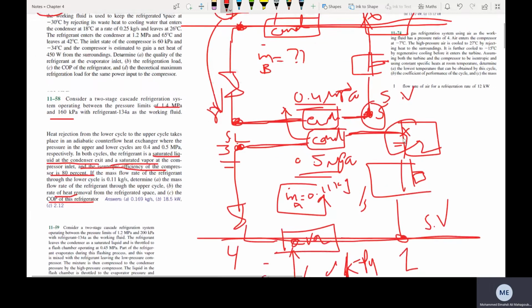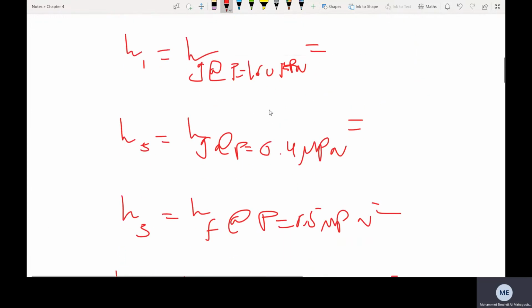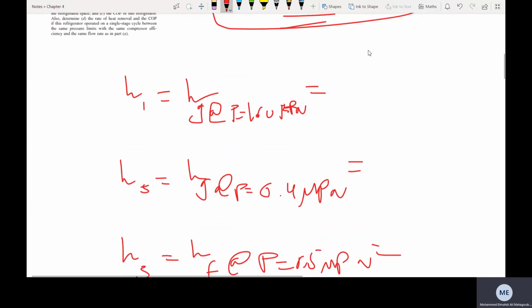Now I need to find 0.2 first. Let me get the actual 0.2 before calculating the mass flow rate of the upper cycle, because I need this H, this H, this H, this H. Let me report those quickly. Going to the tables, very quickly. At 160 kilopascals, what is the HG? HG is 24... hope I don't rush it and get wrong numbers.